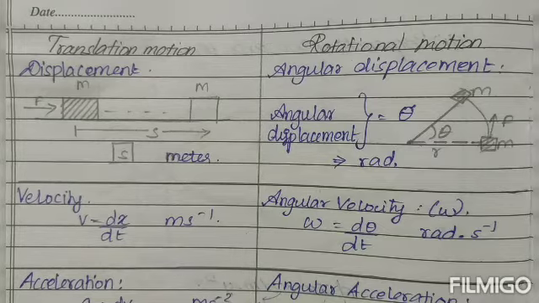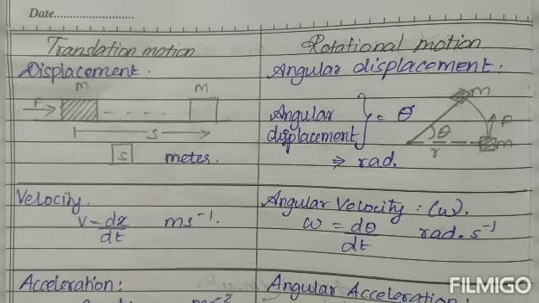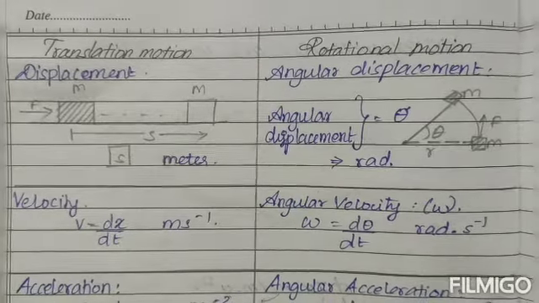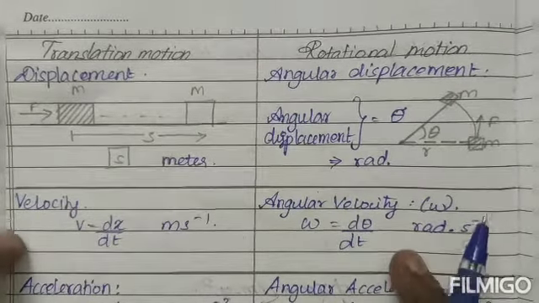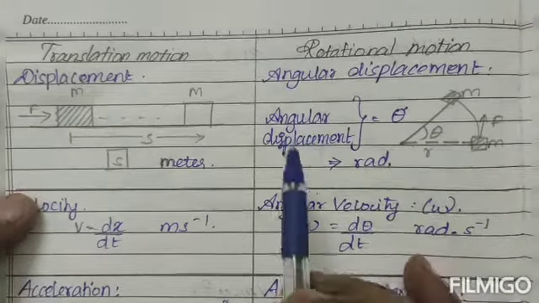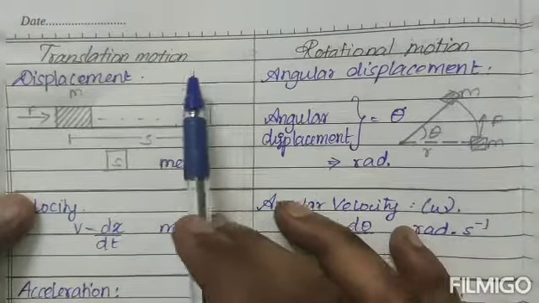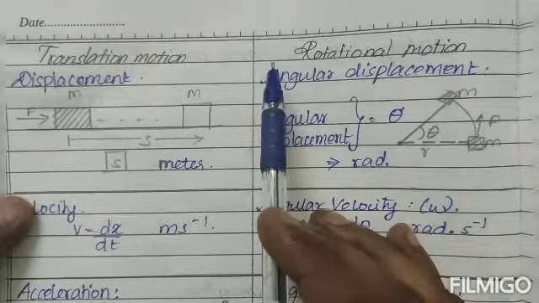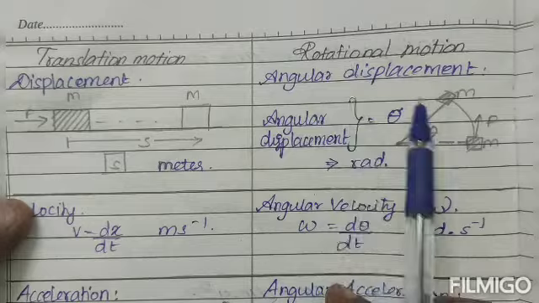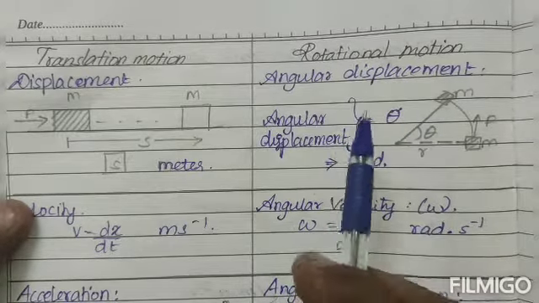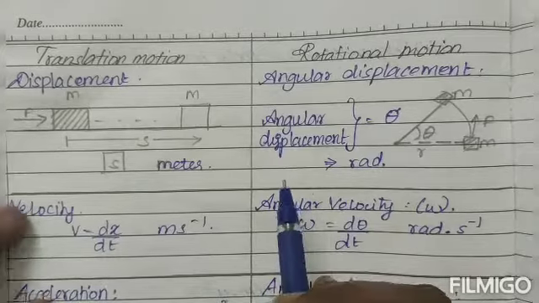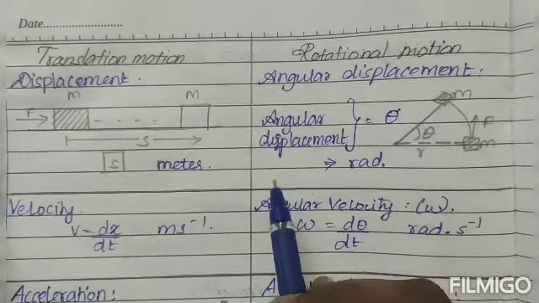The next topic we are discussing from rotational motion. The topic name is the difference between translation motion and rotational motion. You know very well, translation motion is like a straight line. But rotational motion is making some angle. So I plan to discuss the differences.